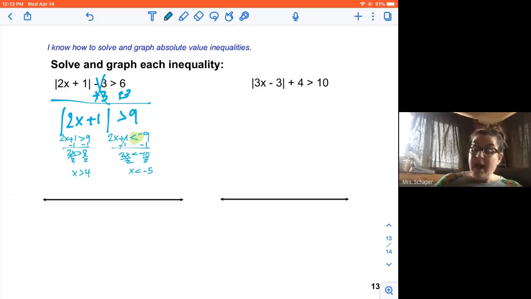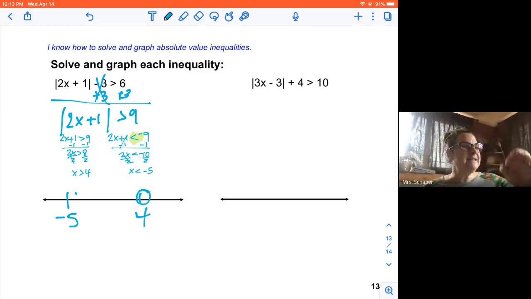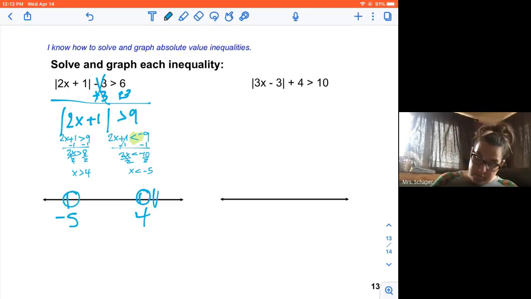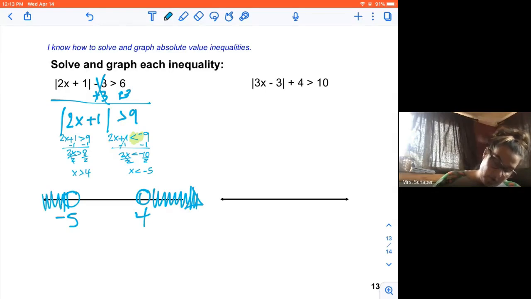So when I plot them on the graph, I put my lesser number to the left, greater number to the right. Both are open circles. x is more than 4. So more than 4 goes to the right. Less than 4 goes to the left.